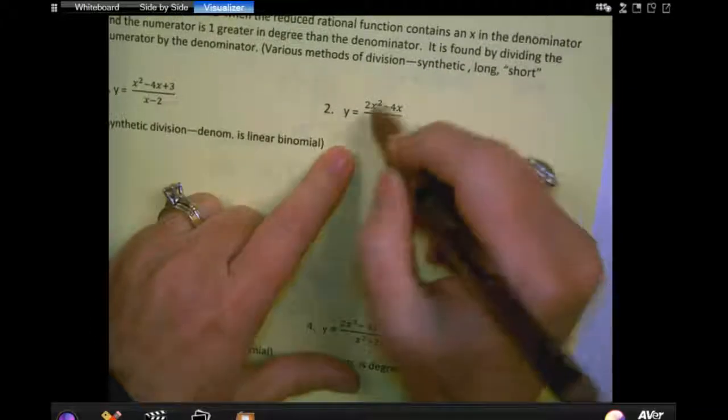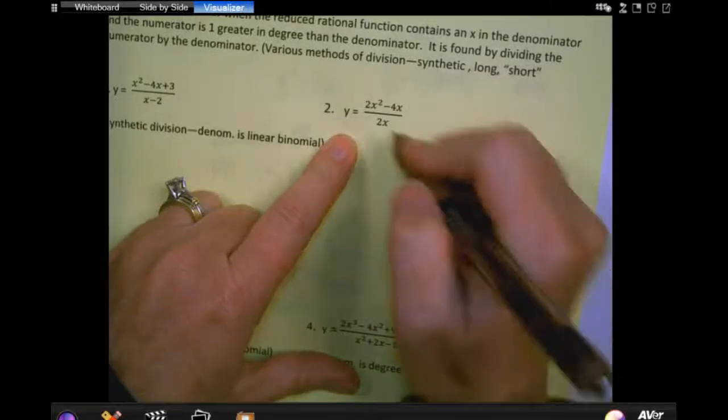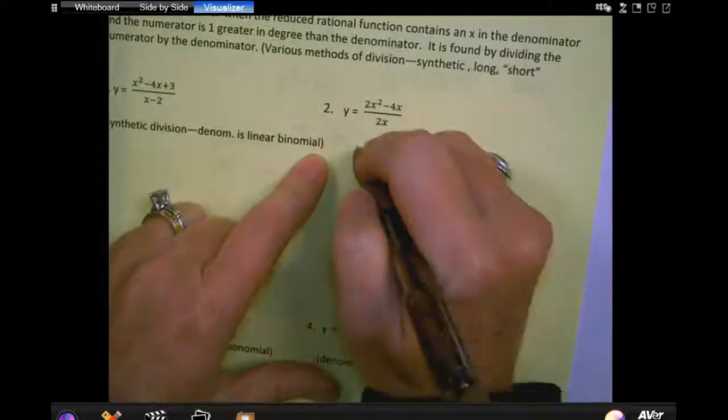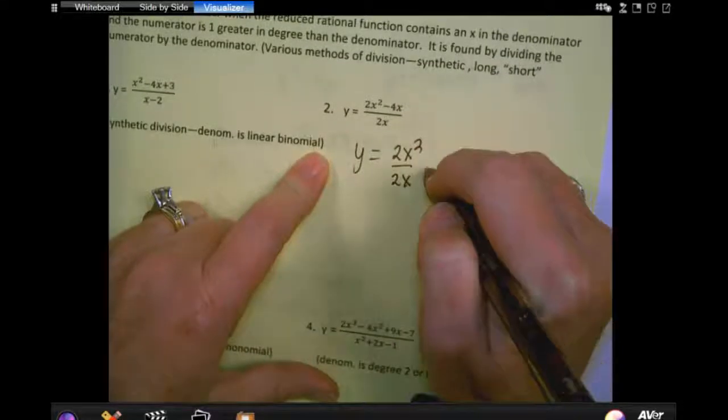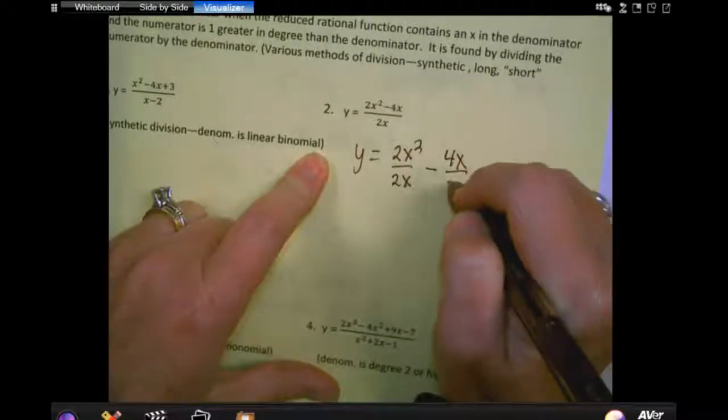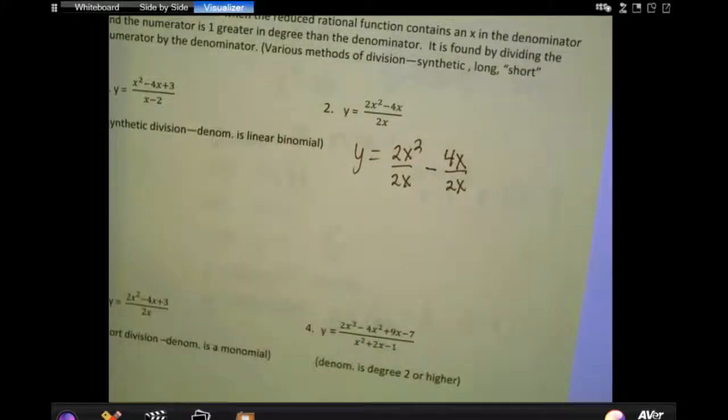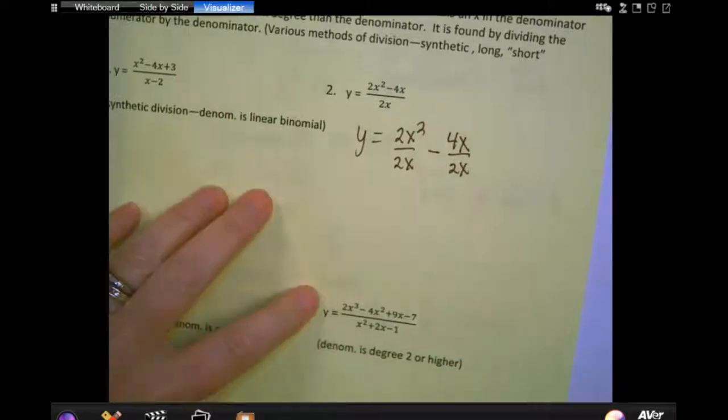So slant asymptote, this is what I'm going to do. I have the 2x on bottom. I'm going to take 2x squared over 2x minus 4x over 2x. See how I just split it apart? Isn't that cute? So now we're going to reduce.